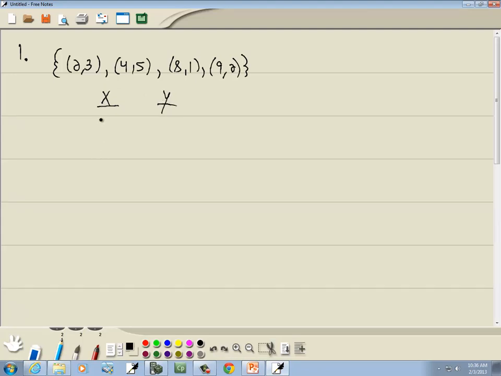I'm going to put my x values in one column and y values in another column. Now I'm going to write down my x values from smallest to largest, not repeating any. So I got 2, 4, 8, and 9. And I'm going to go ahead and circle these. There's different ways of doing maps. And then I'm going to write down my y values from smallest to largest, not repeating any. So I got 1, 2, 3, 5. And again, I'll circle them.